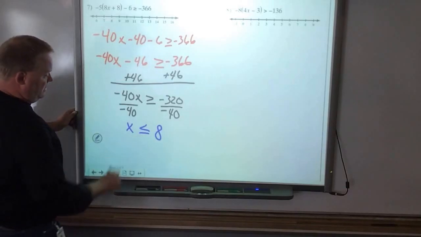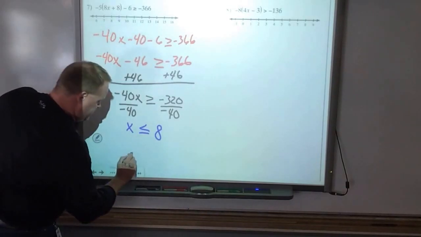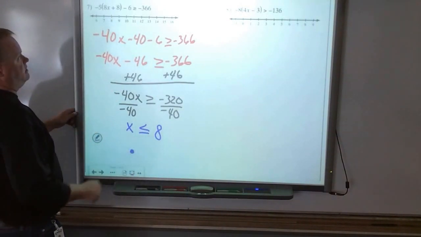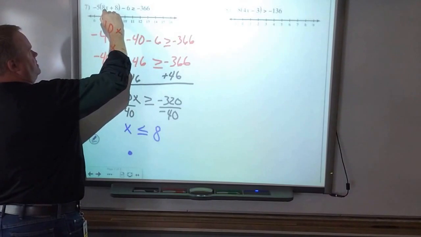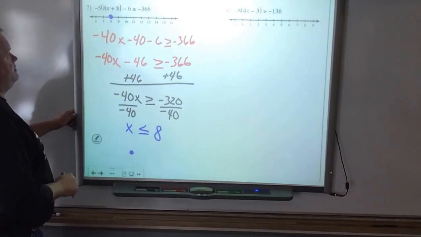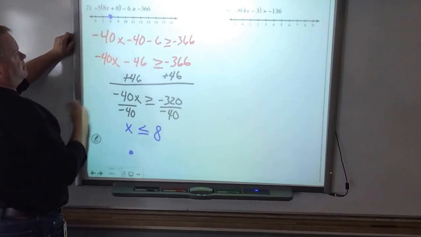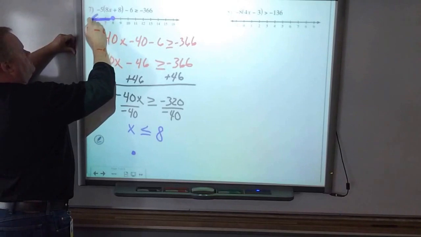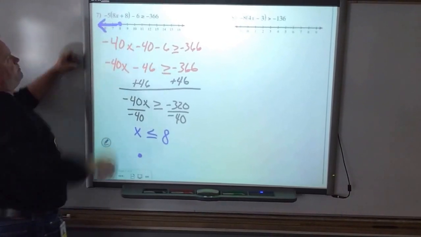Well, I know that it's less than or equal to, so I'm going to use a solid dot, and I'm going to have a solid dot at 8. I am less than that or equal to, and the solid dot tells me I'm equal to, but I want to be less than. So I'm going this direction, and I would be done graphing.